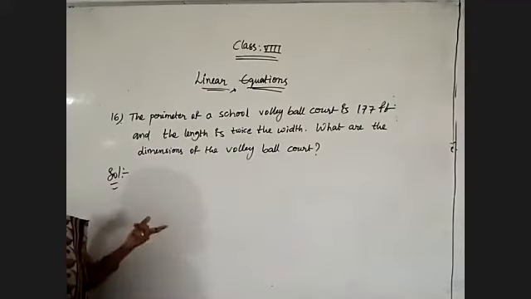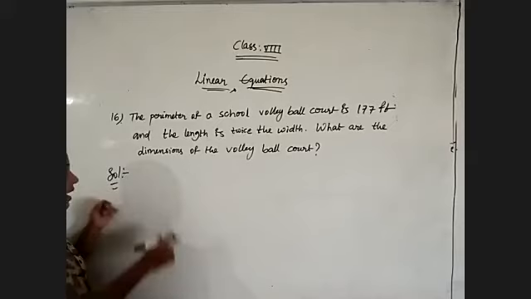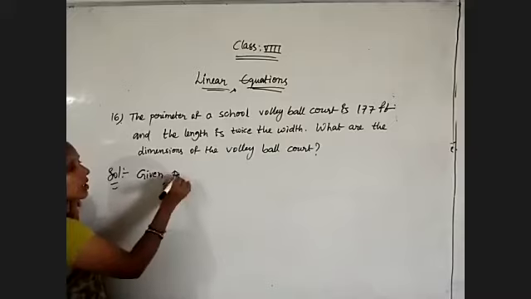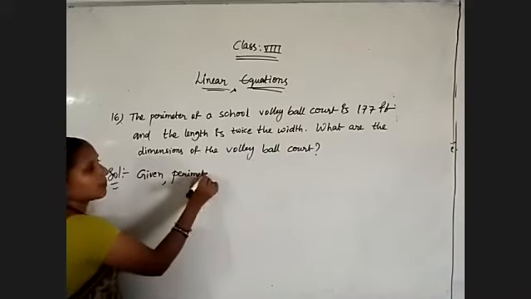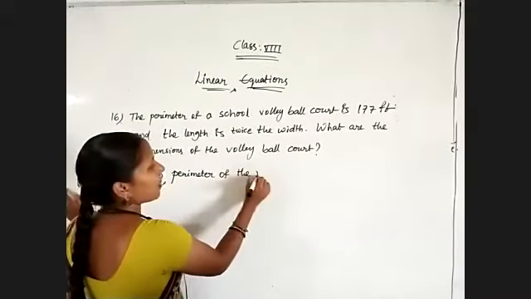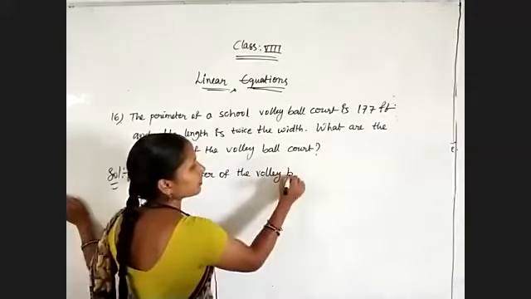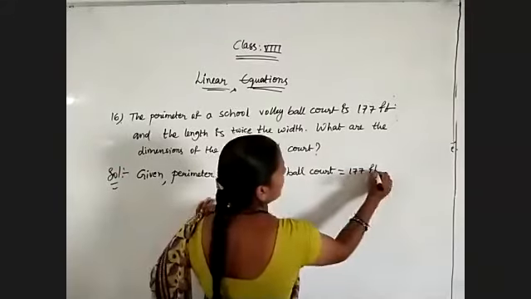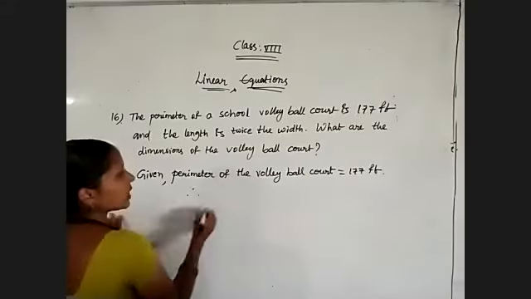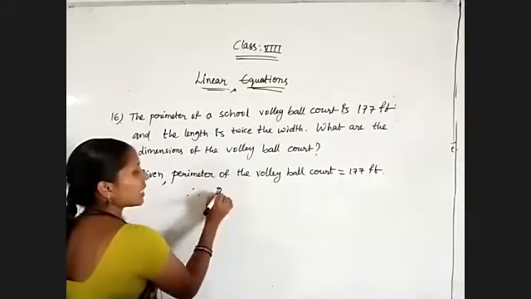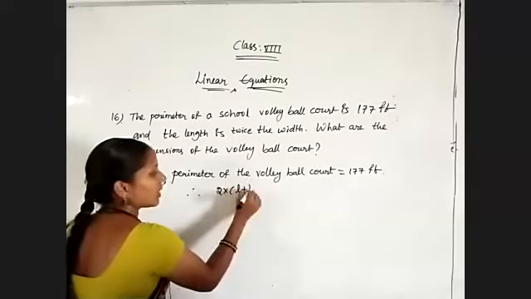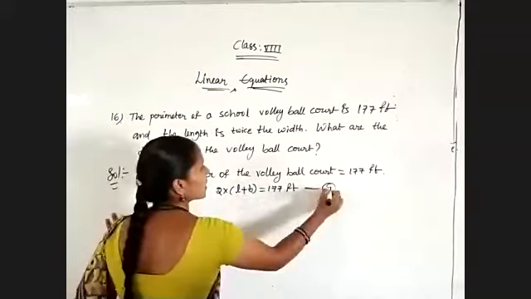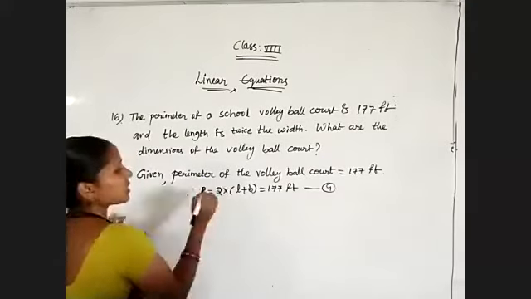So like these questions, so many questions we have solved. Whatever is given, note down first. Given: perimeter of the volleyball court is equal to 177 feet. That is, the volleyball court is in rectangle shape. So perimeter of the rectangle is 2 into (L plus B) is equal to 177 feet. Let it be equation 1.